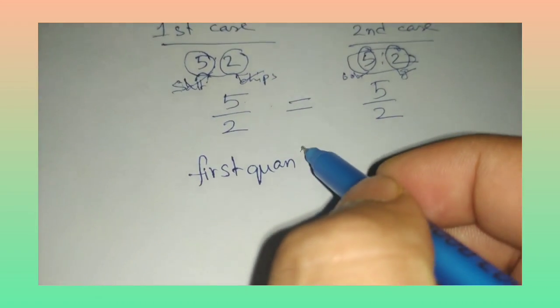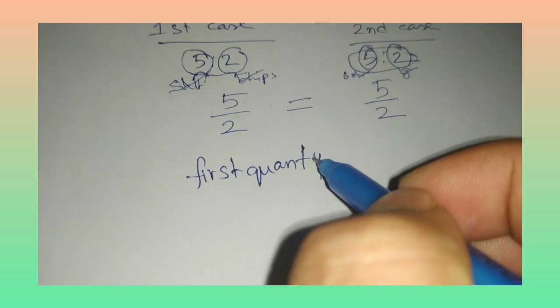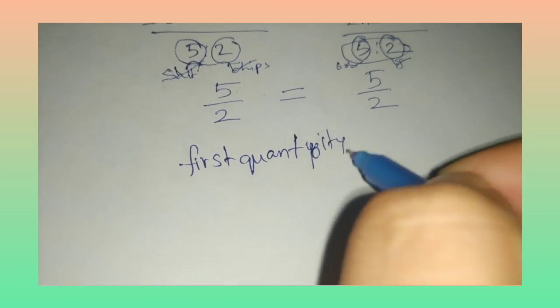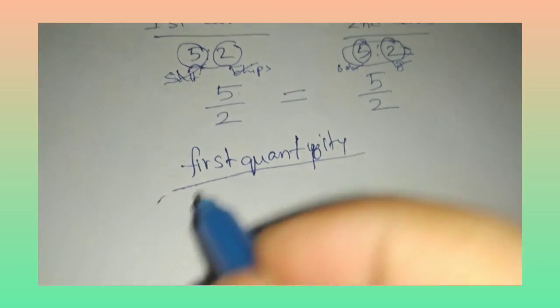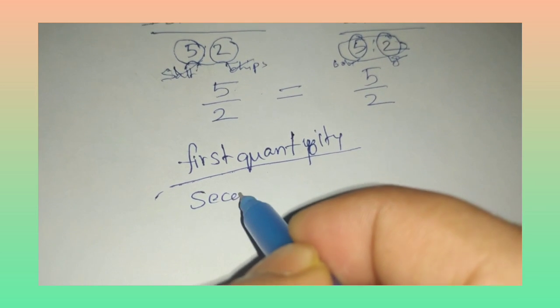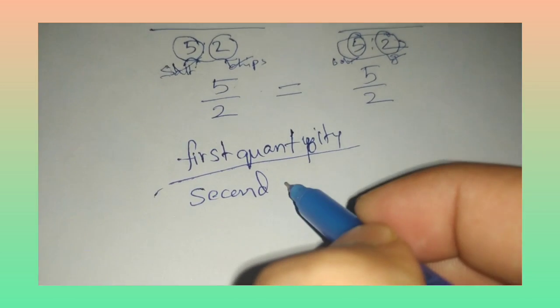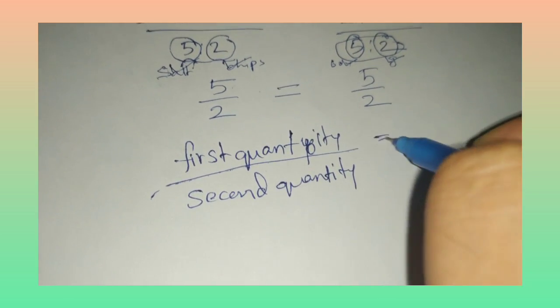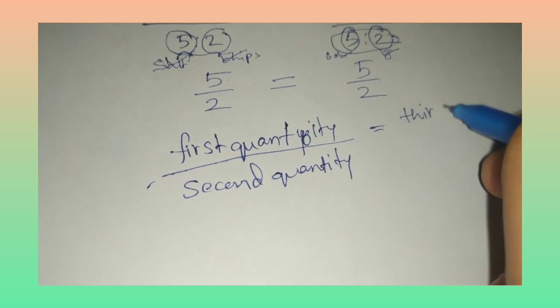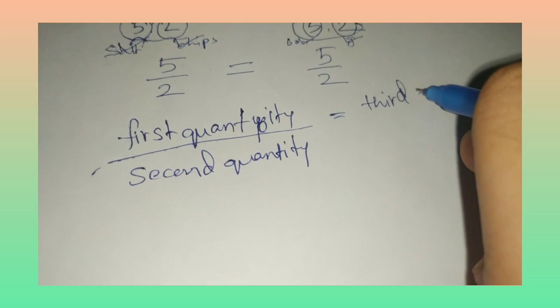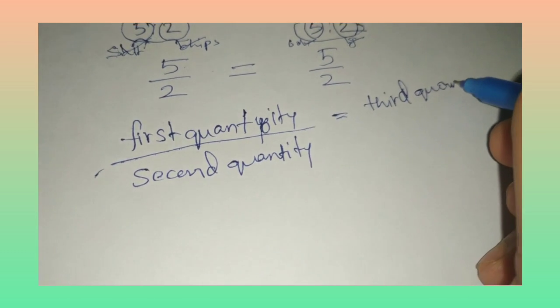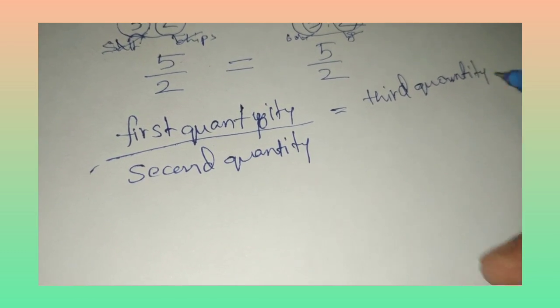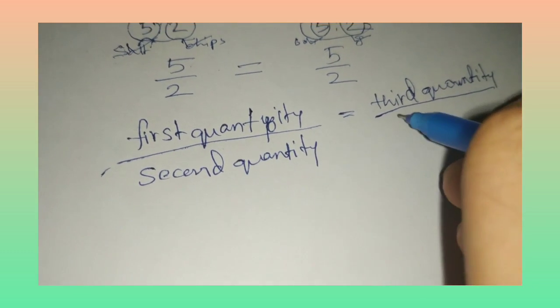So from the ratio, we can create a formula, that is first quantity by second quantity equals third quantity by fourth quantity.